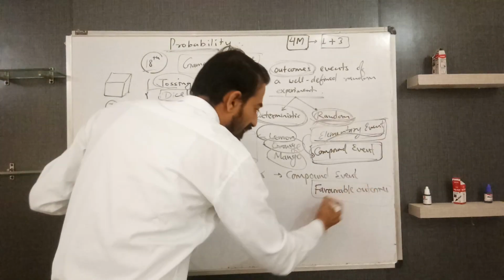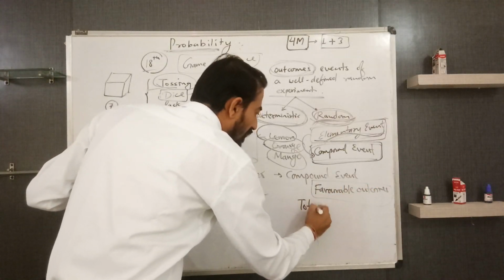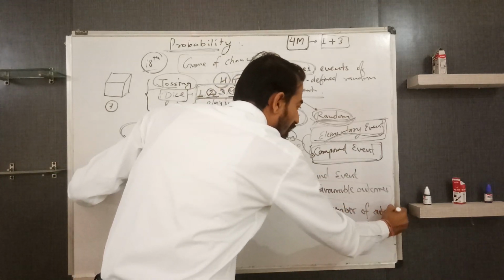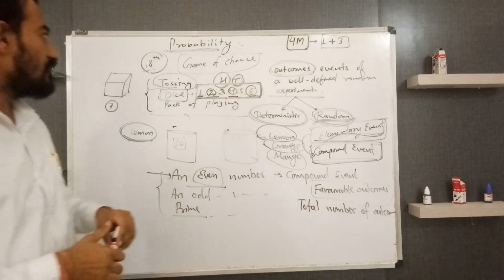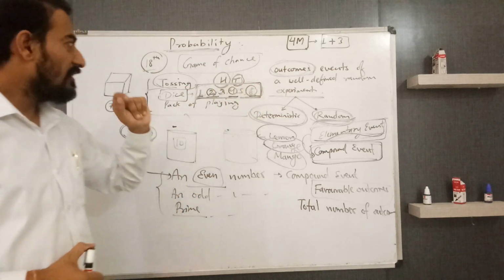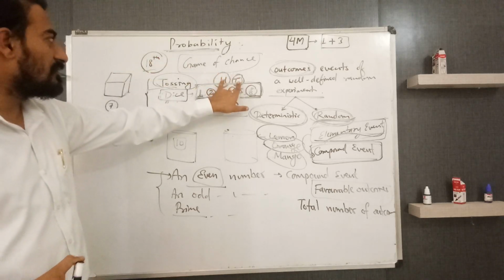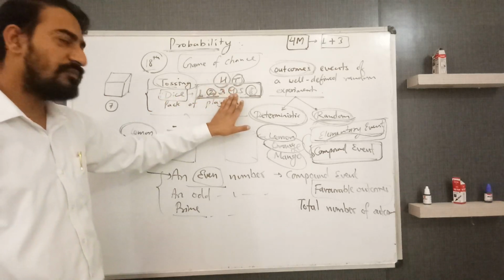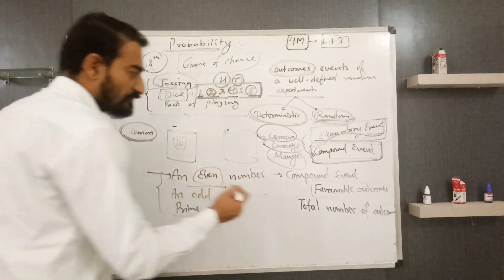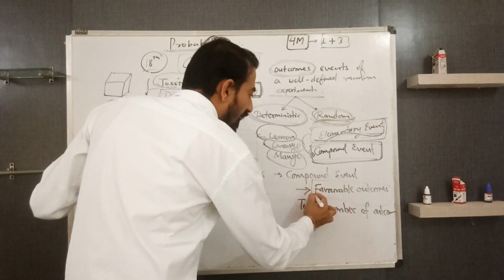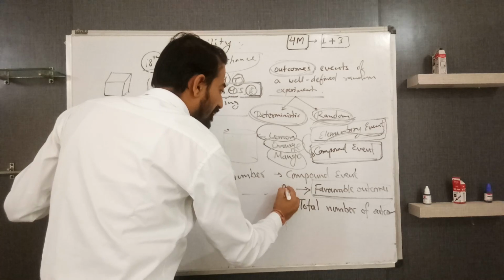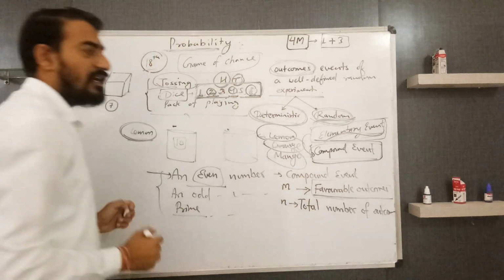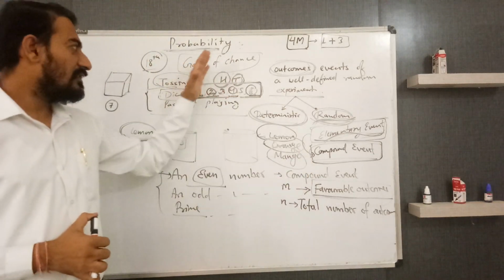Next and the most important thing is the total number of outcomes. In case of total number of outcomes, you have to count all the possible results. In case of tossing a coin, you will have 2 possible outcomes. In case of drawing a dice, you will have 6 possible outcomes. So for any event, the favorable outcomes are denoted by M and the total number of outcomes is denoted by N. Hope you understand these topics.